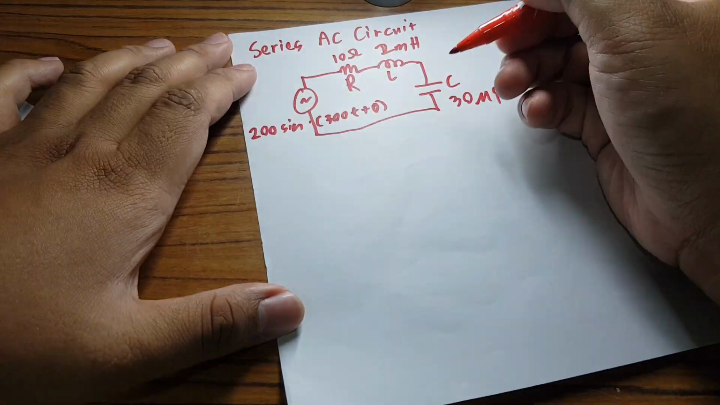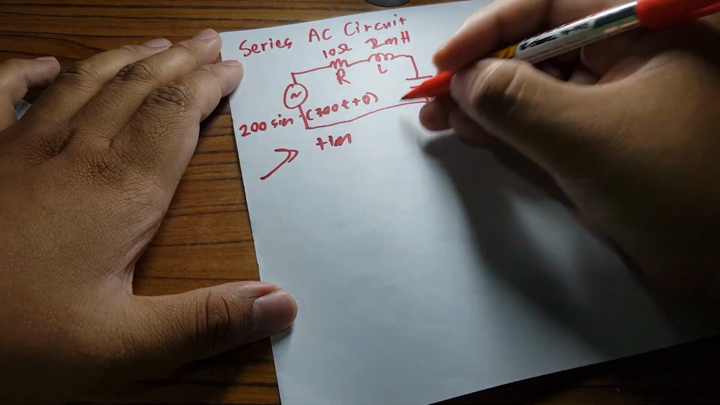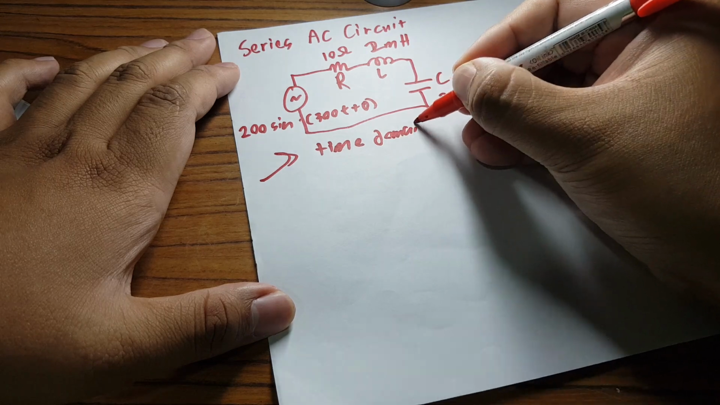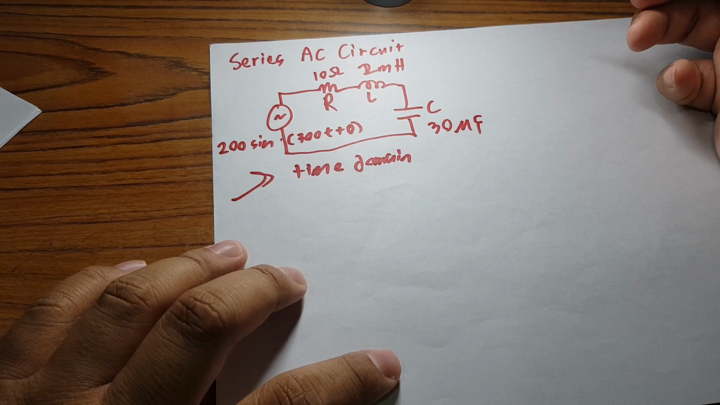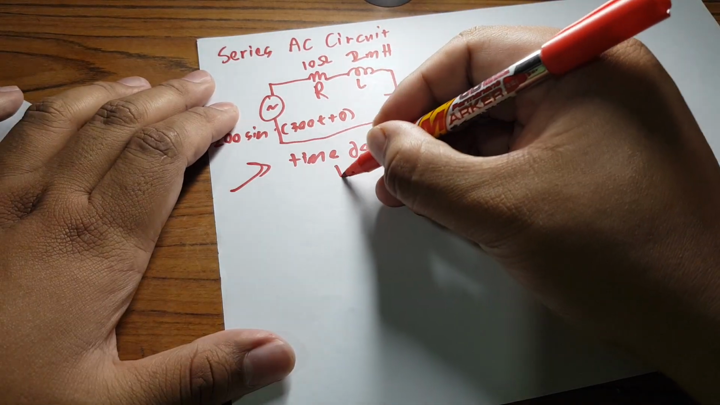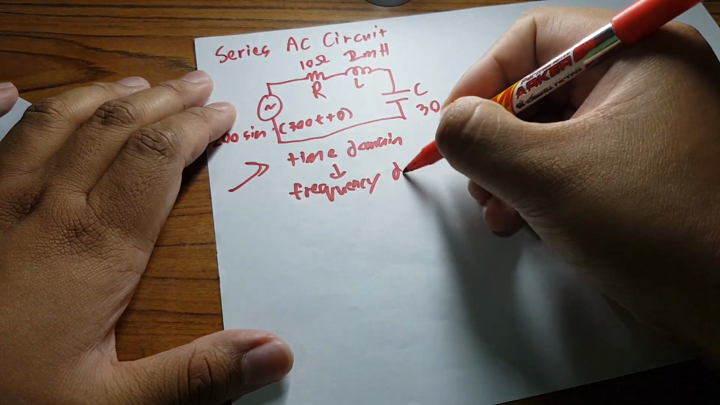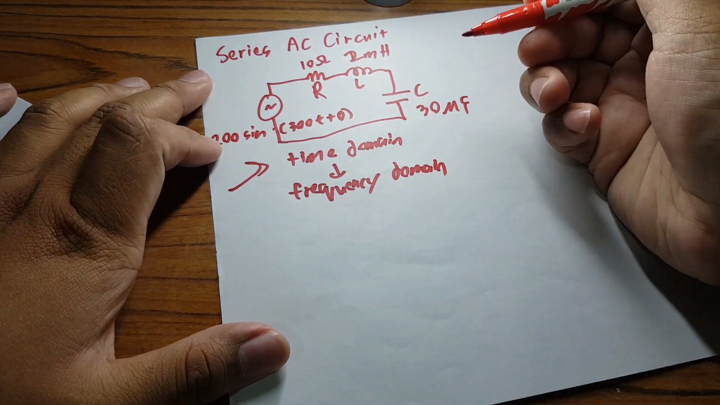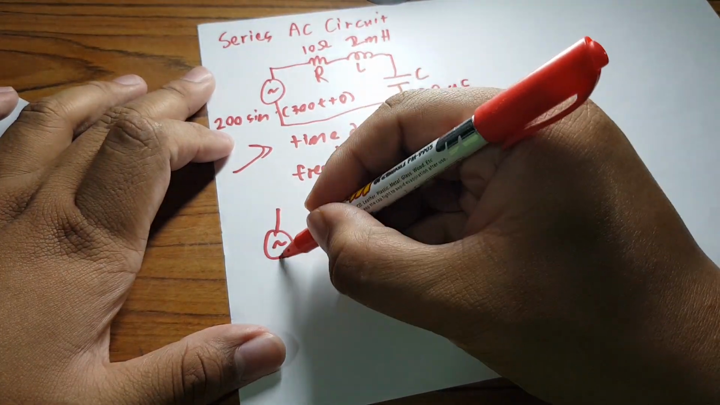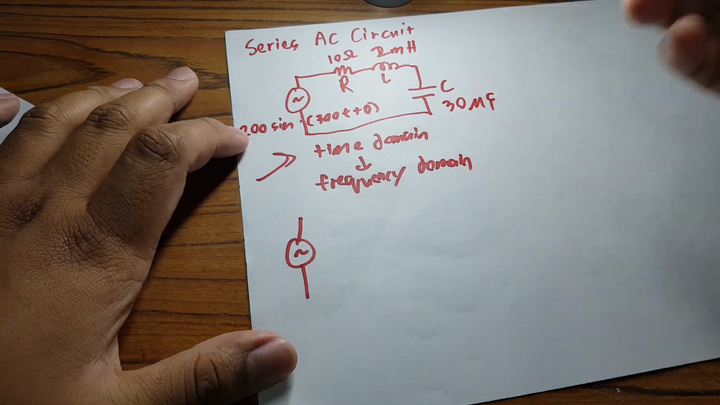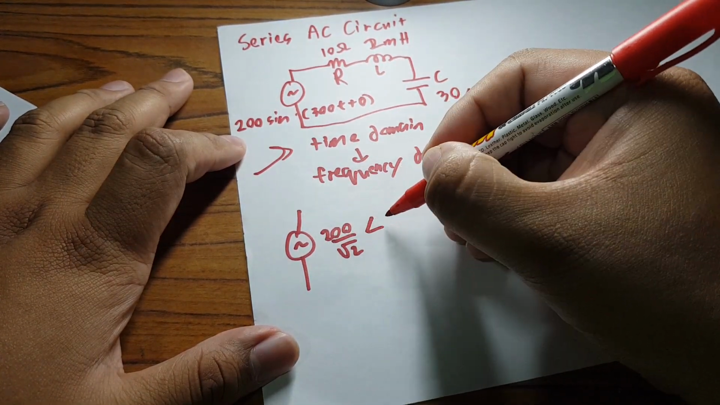All of this is in the time domain. So when the question asks you to solve the AC circuit, first you have to change the time domain to the frequency domain. For the frequency domain, of course, the source you have to change to the phasor domain, which is 200 divided by square root 2, angle 0 degree.